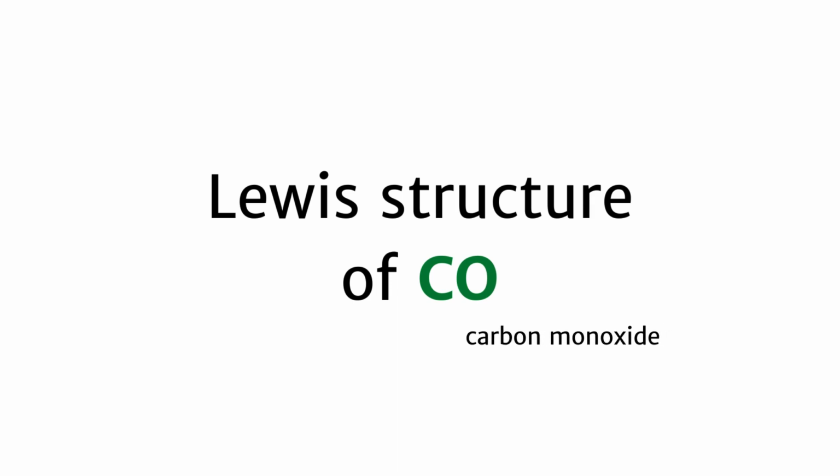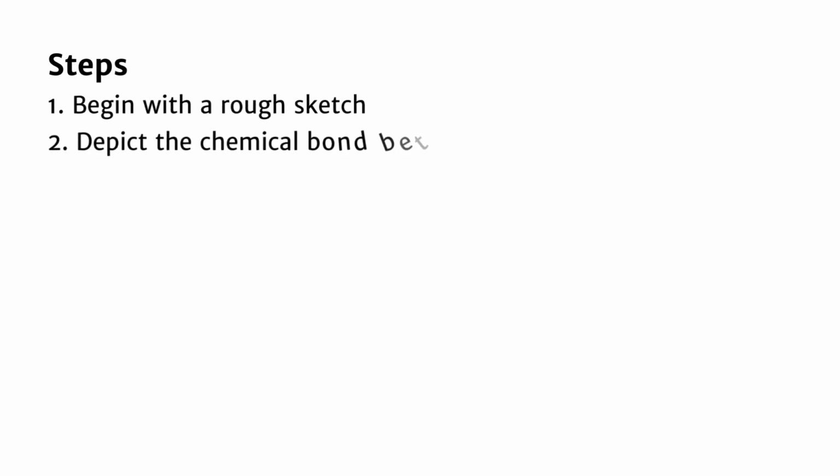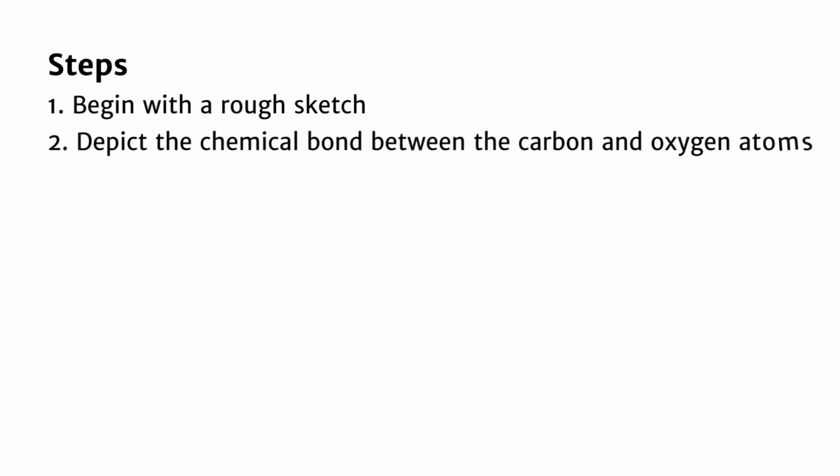Let's draw the Lewis structure of CO, recognized as carbon monoxide. To represent the Lewis structure of CO, follow these steps. Begin with a rough sketch. Depict the chemical bond between the carbon and oxygen atoms.